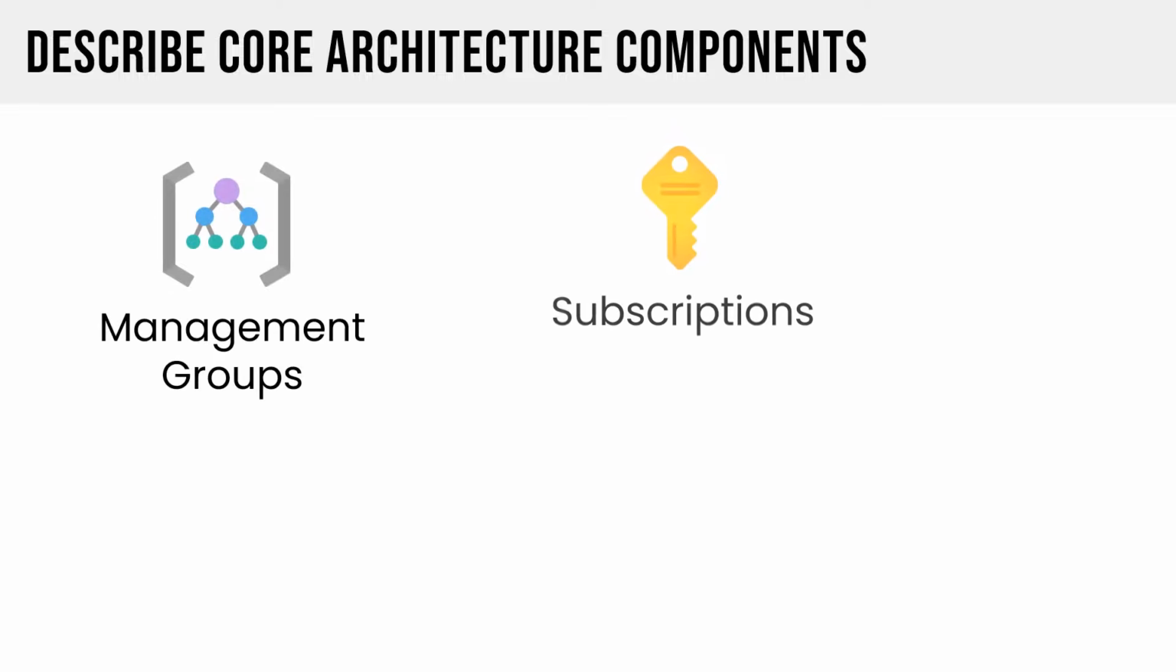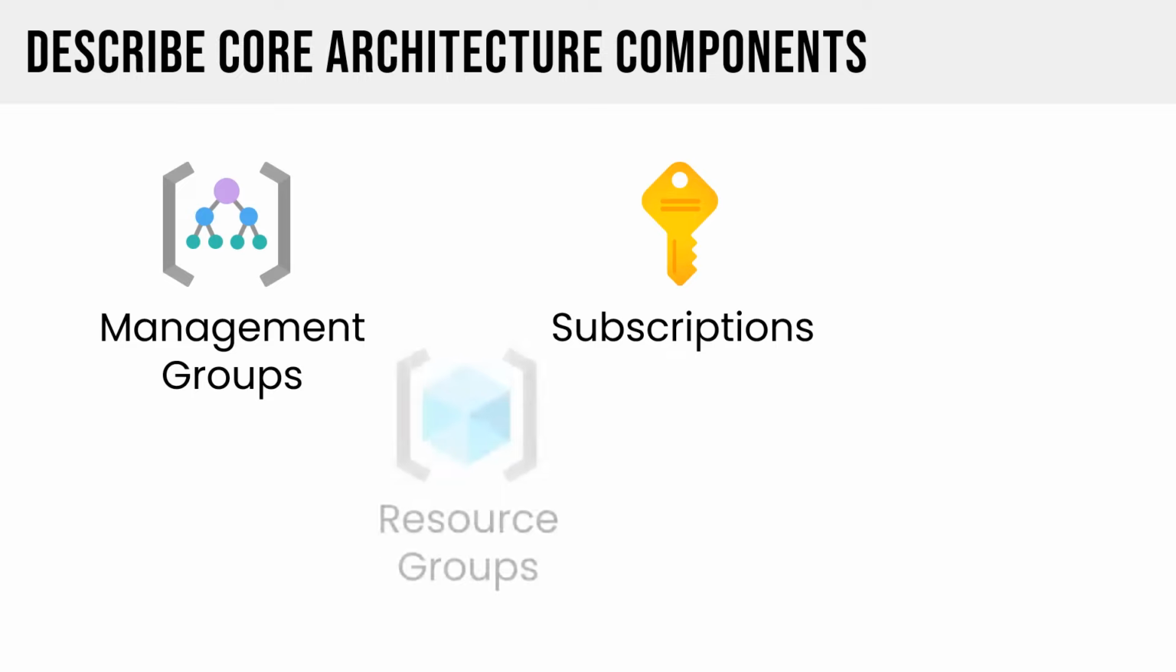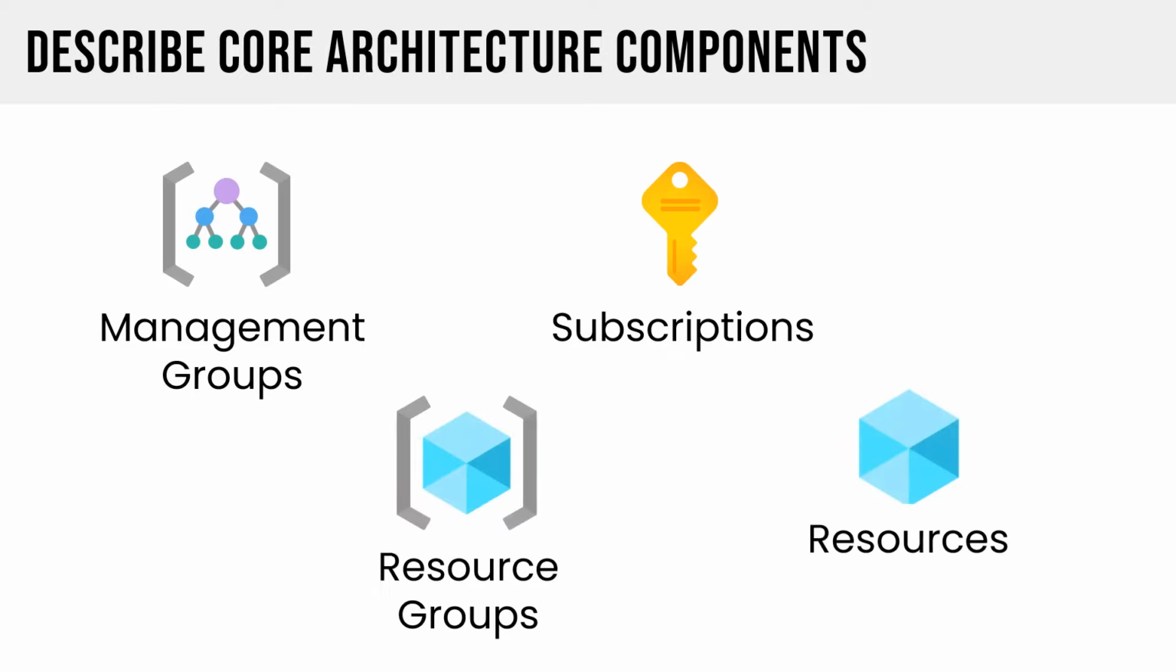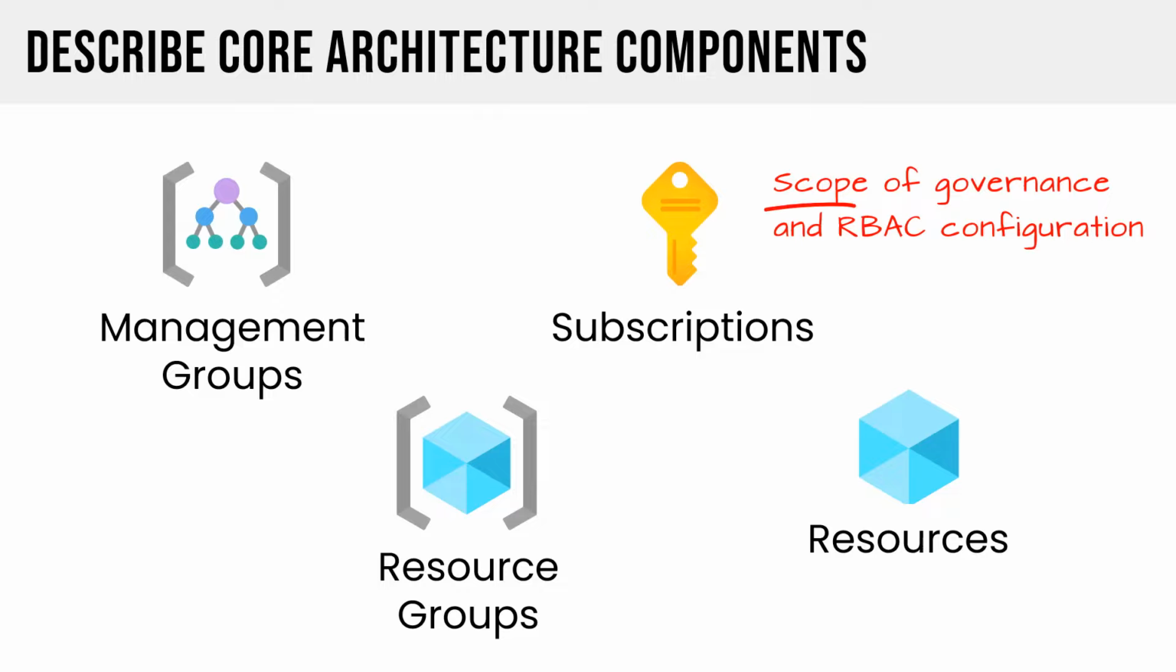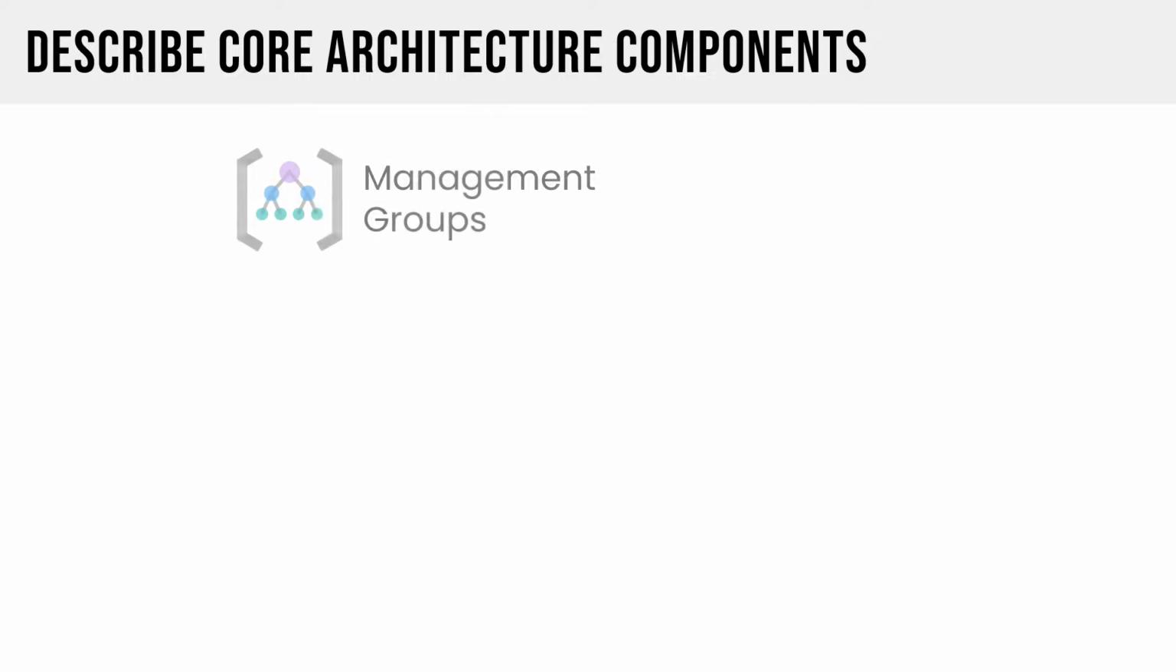So now let's talk about management groups, subscriptions, resource groups, and resources. So management groups, subscriptions, and resource groups can help us establish the scope when we're assigning policy. Subscriptions and resource groups are very common security boundaries. These are fairly important, so we're just going to cover them in case you are not familiar. But the scope of governance and RBAC configuration can leverage some of these logical elements. But it's all about scope.